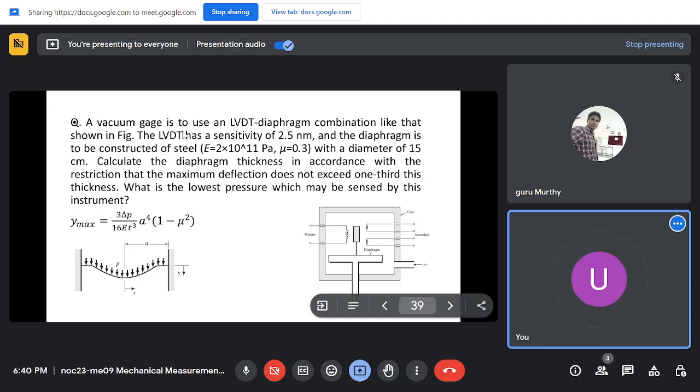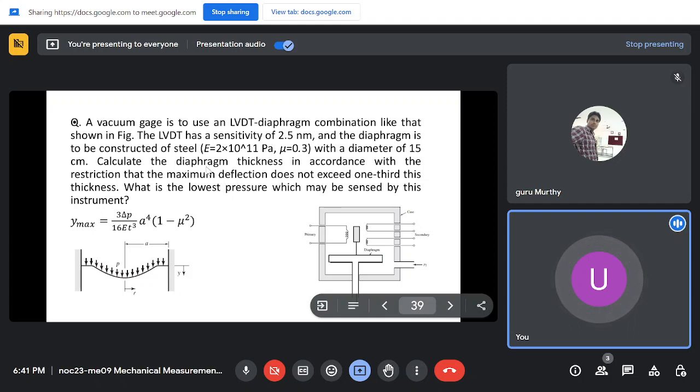So this says a vacuum gauge is to use an LVDT diaphragm combination like the one shown in the figure. The LVDT has a sensitivity of 2.5 nanometer. The diaphragm is to be constructed of steel, with a modulus of elasticity of 2 into 10 power 11 Pascal and a Poisson's ratio of 0.3, with a diameter of 15 centimeter. So the diameter of the diaphragm is given, the material's modulus of elasticity is given, and the Poisson's ratio is given.